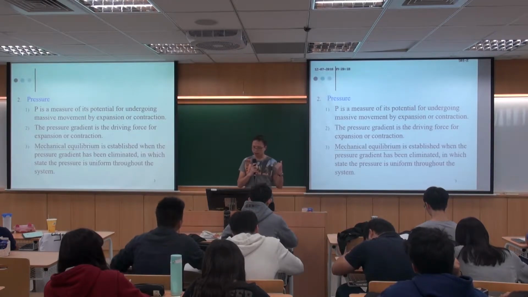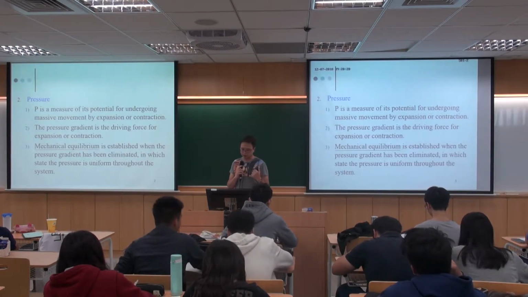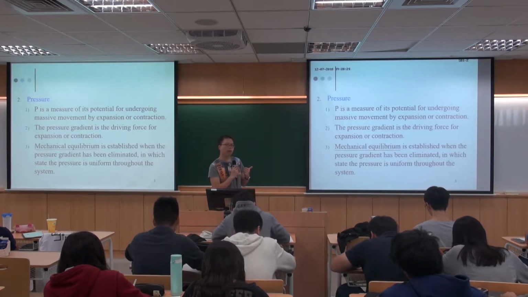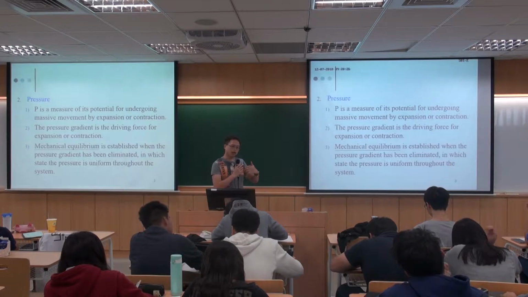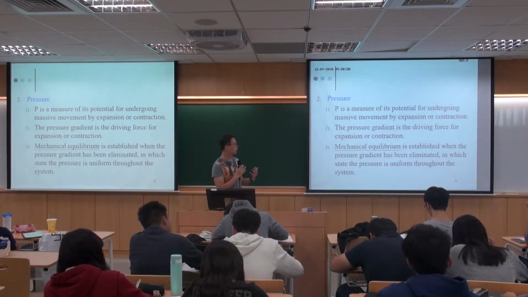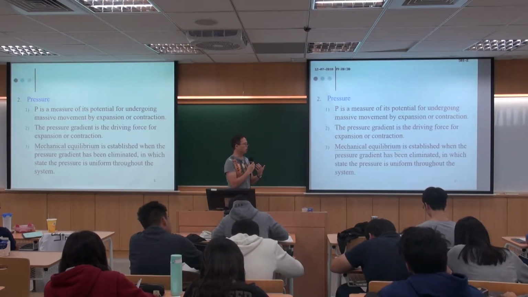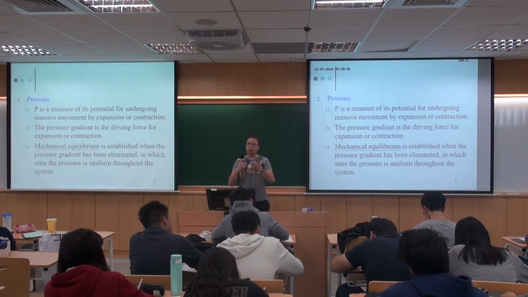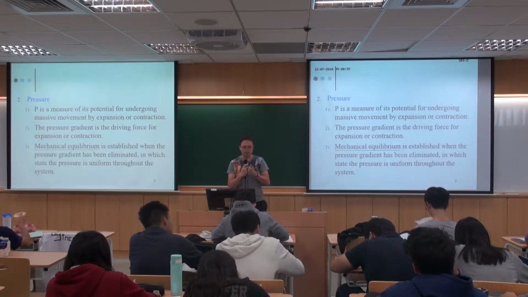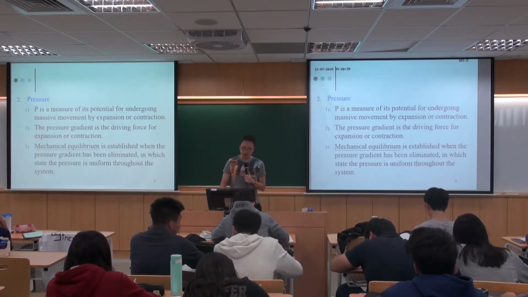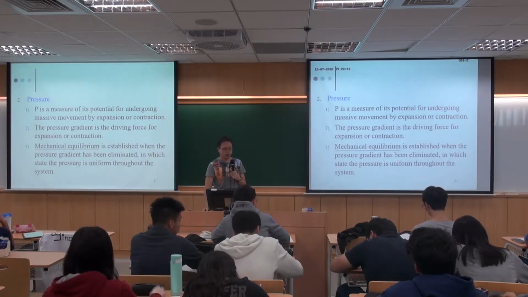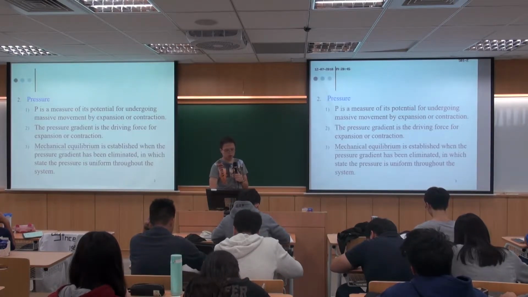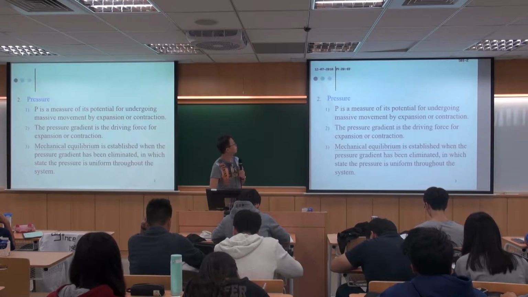So therefore, mechanical equilibrium is established when the pressure gradient has been eliminated, which means that, for instance, if you're dealing with two systems, those two systems are in mechanical equilibrium when the pressure from both sides is the same. Okay? So in that sense, the state of the pressure is uniform throughout the system. Okay? So this is just a quick review of pressure.